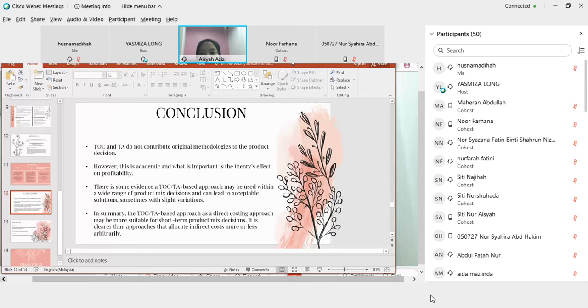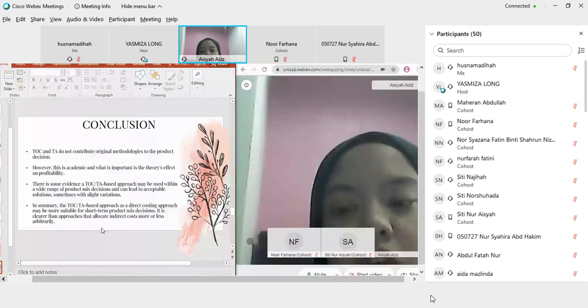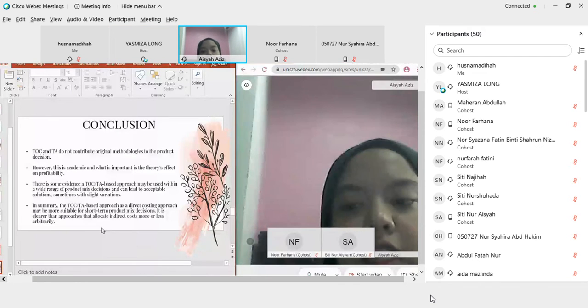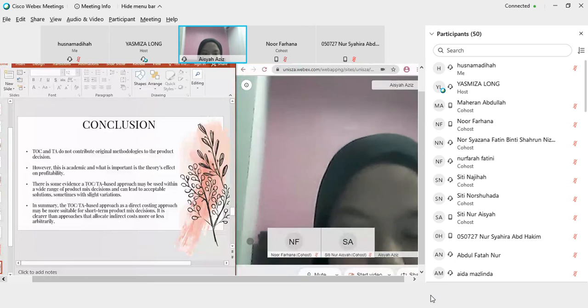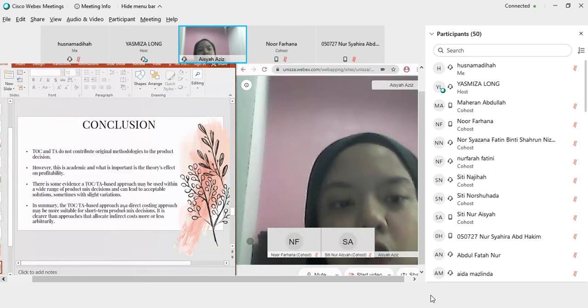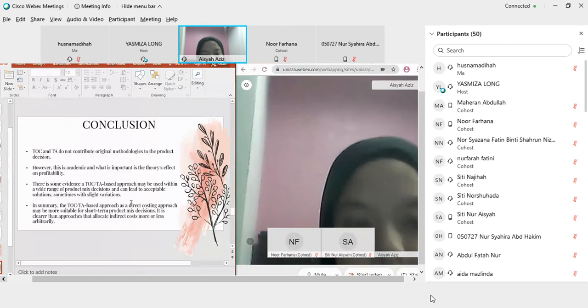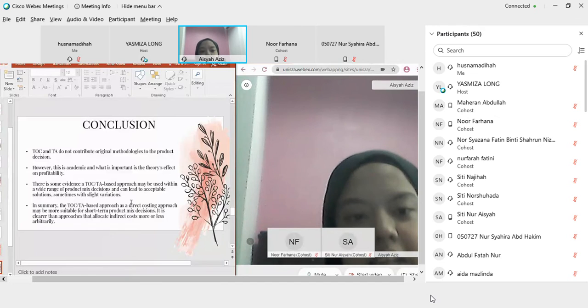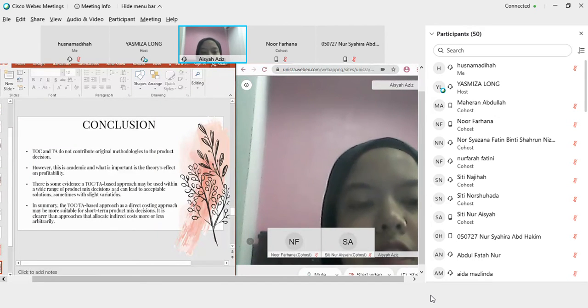From a theoretical viewpoint, it is clear that theory of constraints and throughput accounting do not contribute original methodologies to the product mix decision. However, this is academic, and what is important is the theory's effect on profitability. There is some evidence a TOC or TA based approach may be used within a wide range of product mix decisions and can lead to acceptable solutions, sometimes with slight variations.